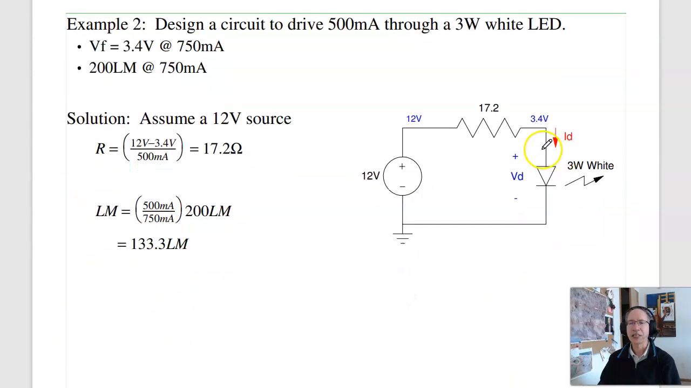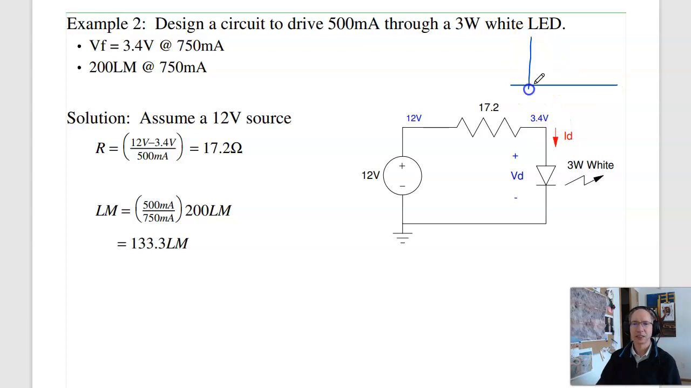Second example. Suppose I have a 3-watt white LED. With these specs, it drops 3.4 volts at 750 milliamps. Multiplied together, you get about 3 watts. And outputs 200 lumens at 750 milliamps. Design a circuit to drive it at 500 milliamps. Well, again, using an ideal diode model, if this is 3.4 volts at 750 milliamps, it's also 3.4 volts at 500 milliamps. Again, for an ideal diode, it looks like this.